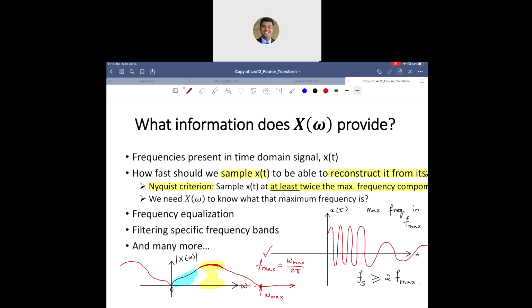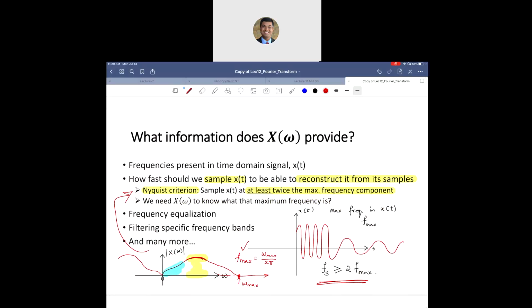And once I know f max, I can use Nyquist criteria to find the sampling rate that will allow me to reconstruct that signal. A lot more on this topic when we talk about sampling and communication systems. But what I want to really talk about now is that in order for us to sample the signal, I need to know its frequency content. Specifically, I need to know its highest frequency, for which I need X of omega to know what the maximum frequency is, right? I need to know this.